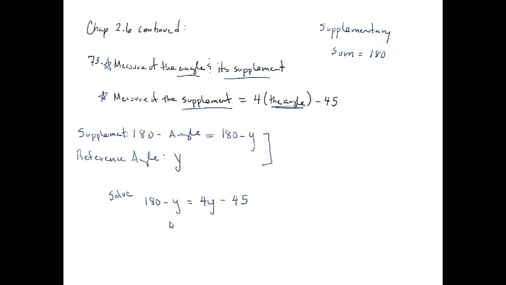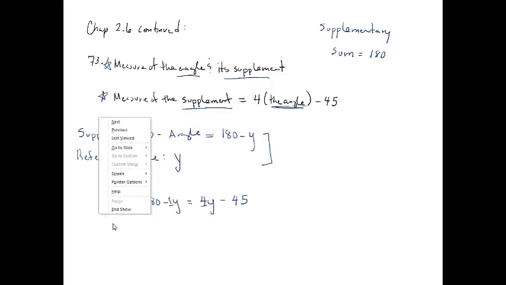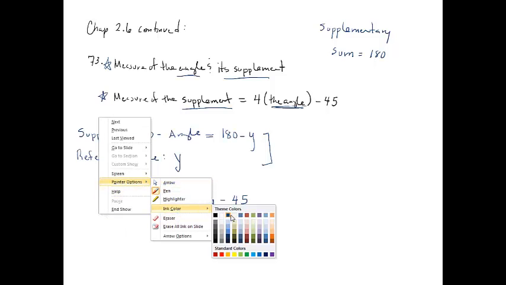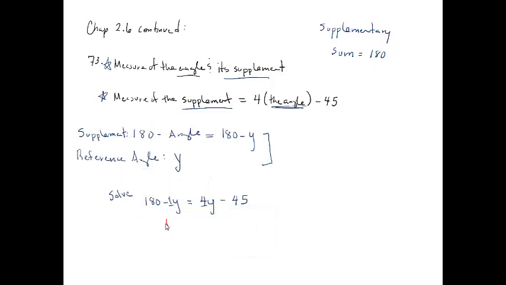Okay, so when I solve the equation, I have to, first of all, see if I can simplify. Well, it's simplified enough. Step 2 says, well, get your variables on the same side. This y has a coefficient of -1, and this one has a coefficient of 4. So I'm going to move the -1y, and what's opposite of subtracting? Adding. So I'm going to add y to both sides of the equal sign. So I end up with 180 equals 5y minus 45.